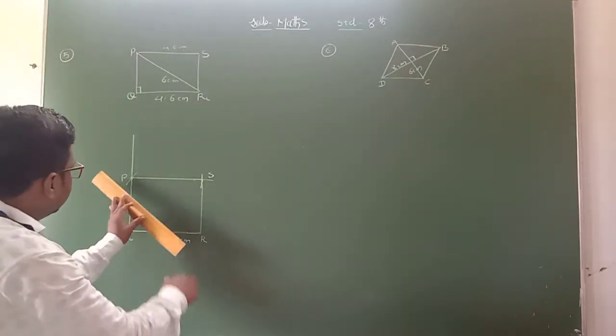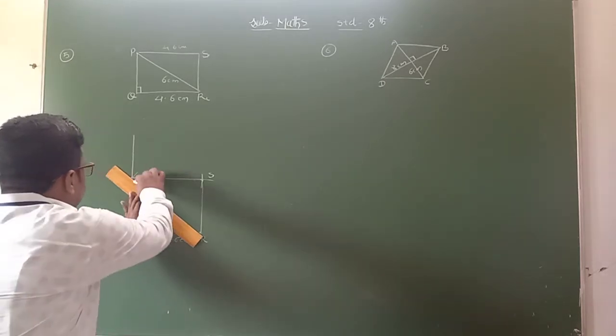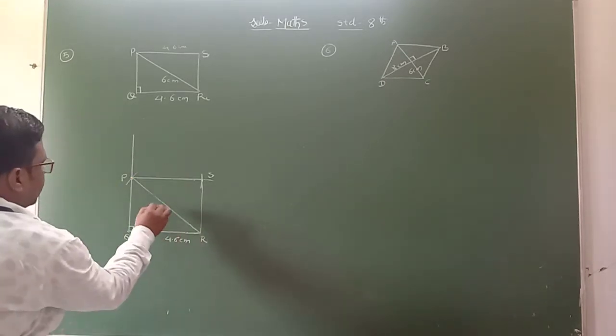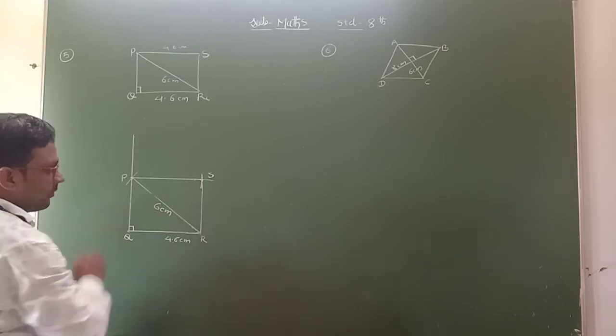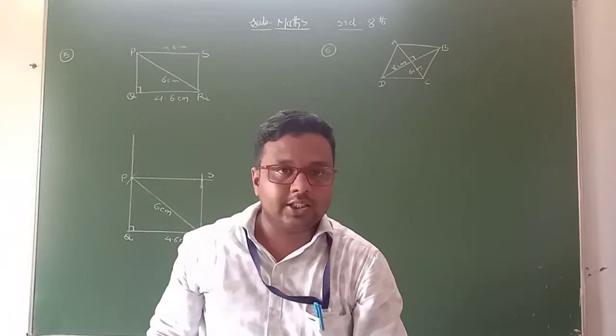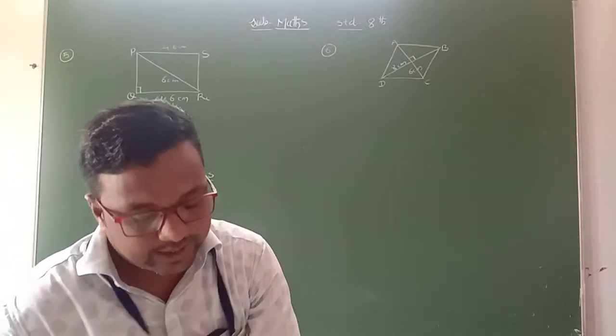Here we mention the dimension. Diagonal PR is given 6 cm. I hope students you understand this construction. Let's see the next example.